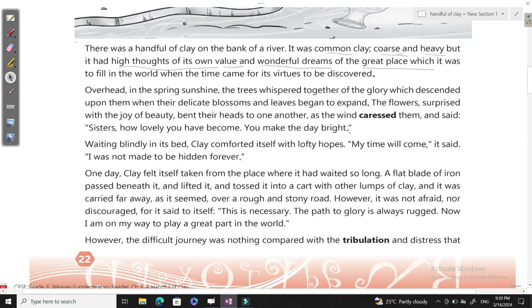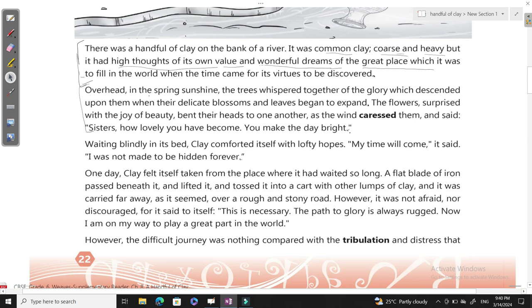So this paragraph, we can say, reflects that how you look, what kind of appearance you have doesn't matter, but what kind of thought you possess, that matters a lot, right? And what kind of dreams you have, that matters a lot. So here a common clay is really common, but it knows its own worth, its own value, and it had great dreams. And see, overhead, in the next paragraph.